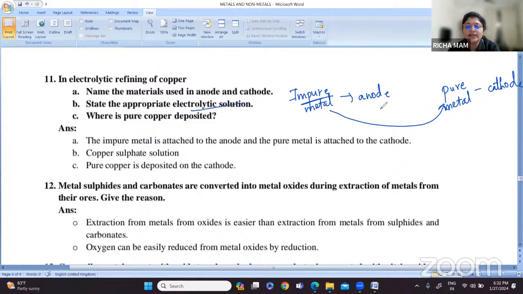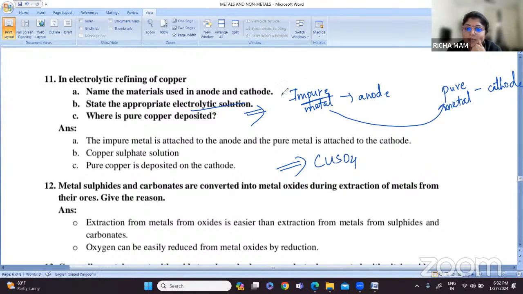Now, what is the electrolytic solution? The electrolytic solution is copper sulfate solution. Okay, so remember this: impure metal is anode, pure metal is cathode. And then the electrolytic solution is copper sulfate. And where will the pure metal get deposited? The pure metal will get deposited at cathode.